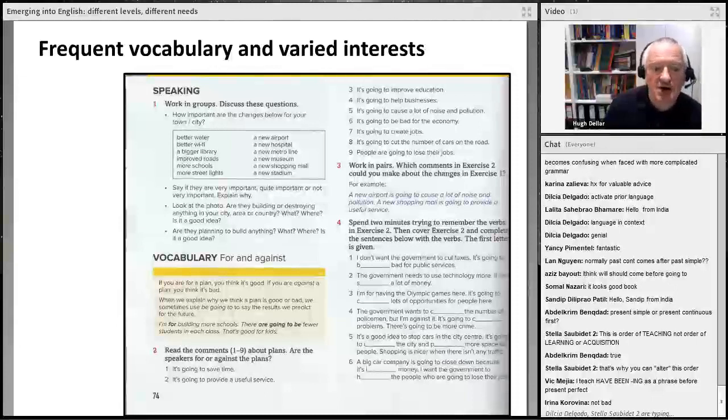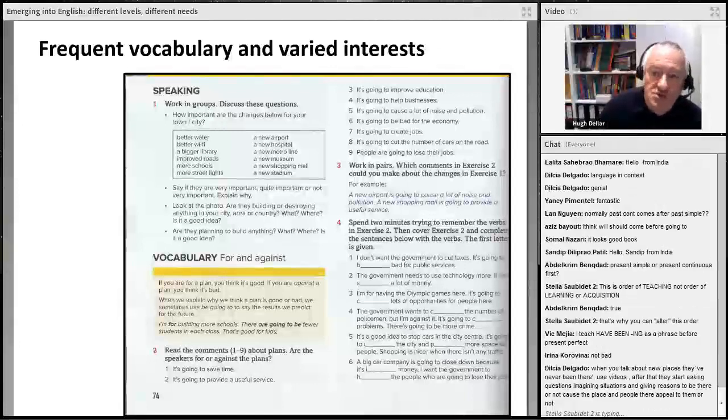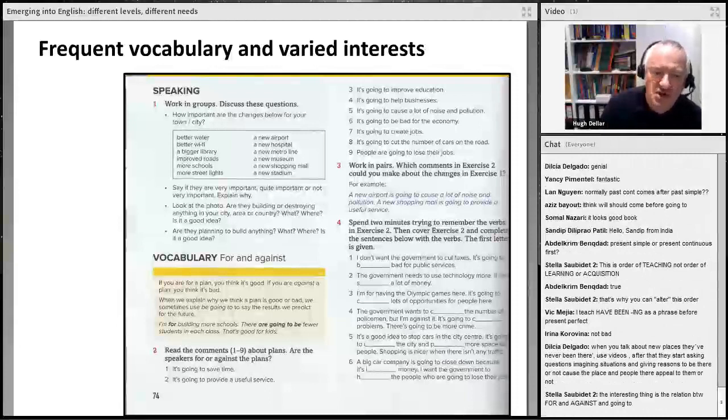Okay, so these are comments about plans. Do the speakers support the plans or not? Are they for or against? It's going to save time, they're for. It's going to provide a useful service, for. It's going to cause a lot of pollution, against. So here they're seeing the grammar in action again.